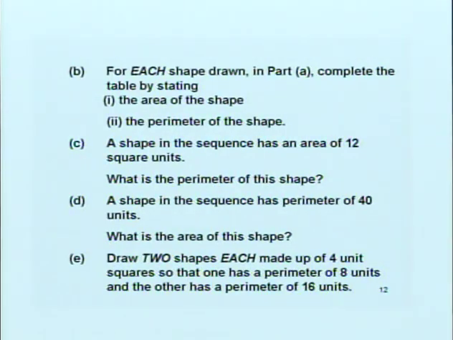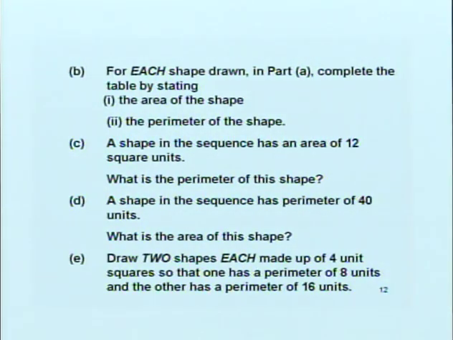Part B. For each shape drawn in Part A, complete the table by stating the area of the shape and the perimeter of the shape. Part C. A shape in the sequence has an area of 12 square units. What is the perimeter of the shape?